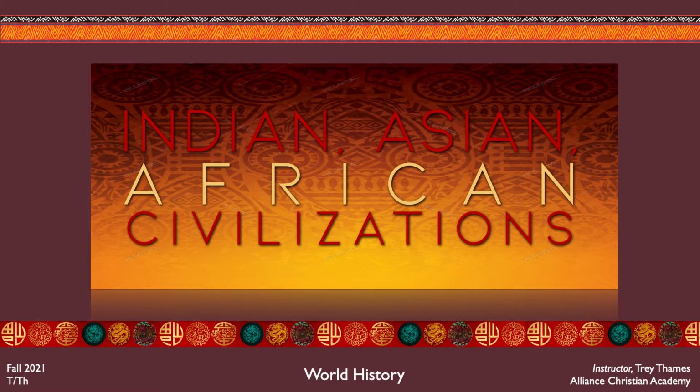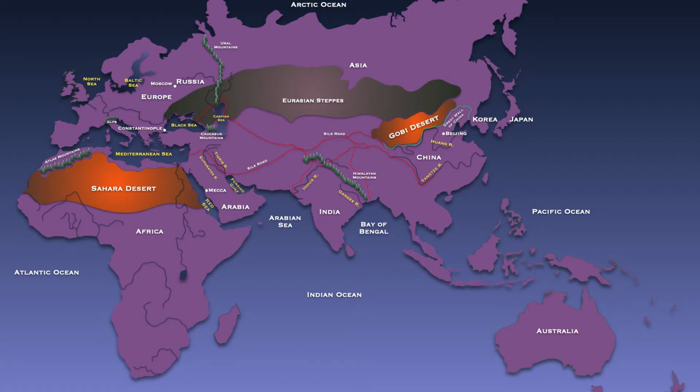Okay, this is our continuation of Chapter 7, looking at the Indian, Asian, and African civilizations. This particular unit is going to focus in on African civilizations. Let's look at the map here. This is the map that we have been looking at the last couple of days.